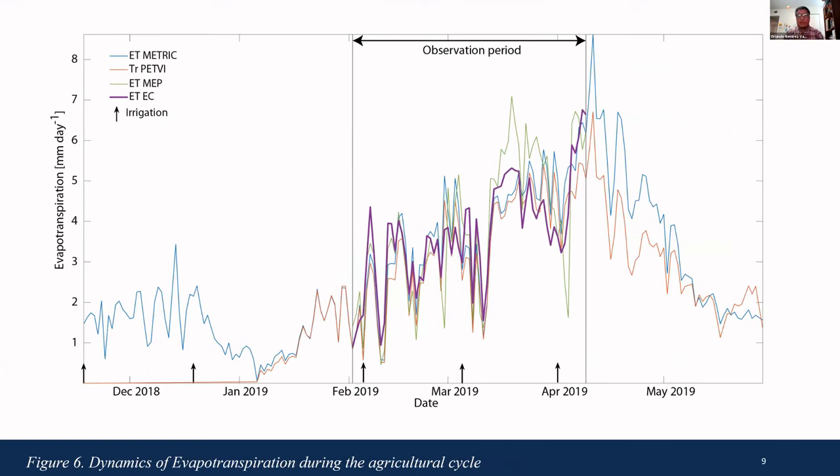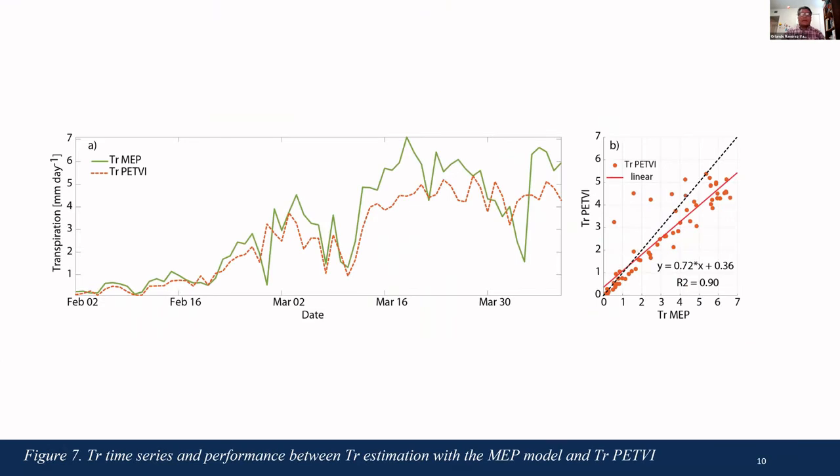This image shows the performance of the different evapotranspiration and transpiration values from different methods. The first one is the maximum entropy production, represented by the green line. The PETV, partitioning evapotranspiration through vegetation index, is represented by the red line, and METRIC is represented by the blue line. The purple line represents the eddy covariance measurement. Here is the behavior of the transpiration from MEP and PETV. The green line is transpiration from MEP, and the red dashed line is for the PETV.